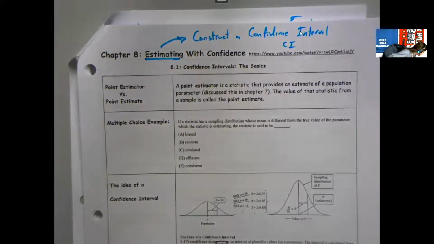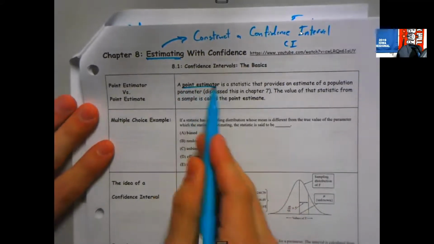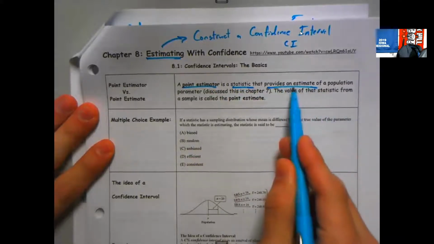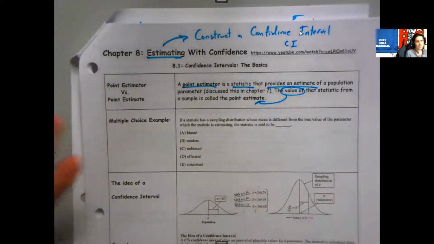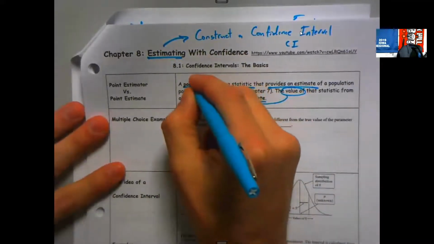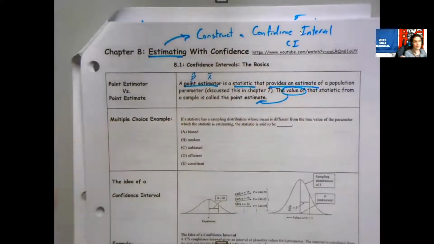So we have some definitions to begin with. Definitions begin with a point estimator. What is a point estimator? That's the statistic that provides an estimate. The value of that statistic is called the point estimate. So the estimator is the statistic. The value it takes is the specific estimate. The point estimator, in our case, is p hat or x bar. The estimate is the value that it takes.